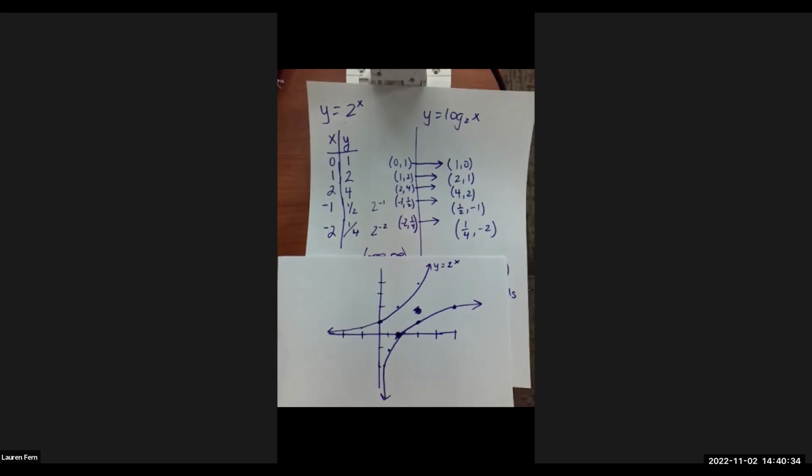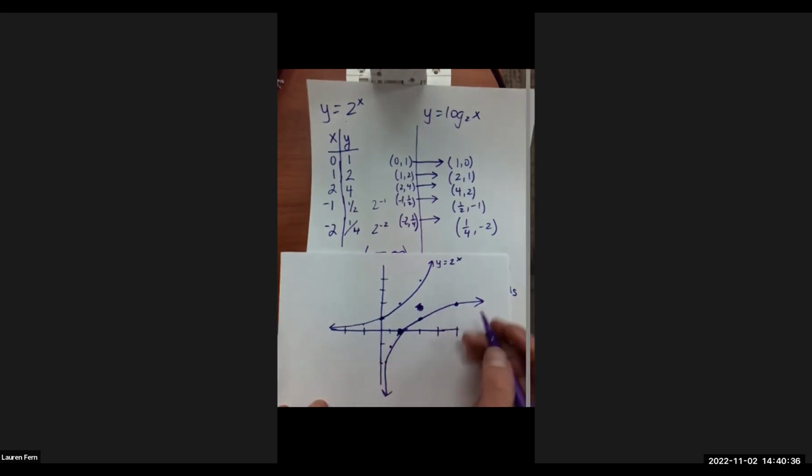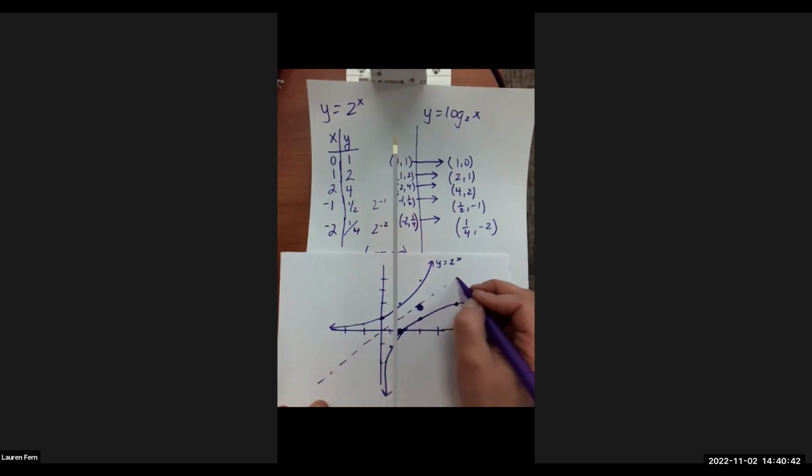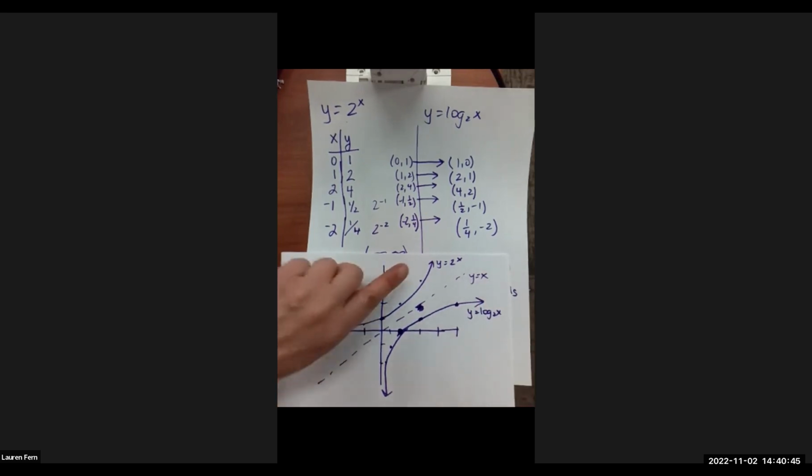One thing that we see with our inverse functions is they are reflections about the line y equals x. Isn't this a mirror image of that?